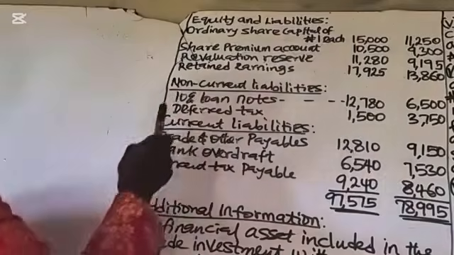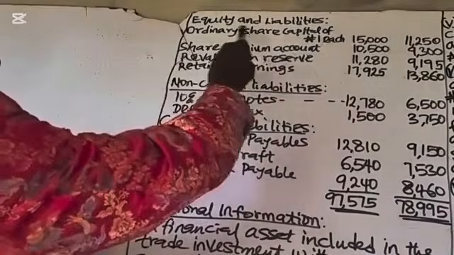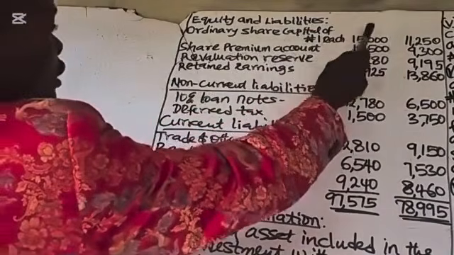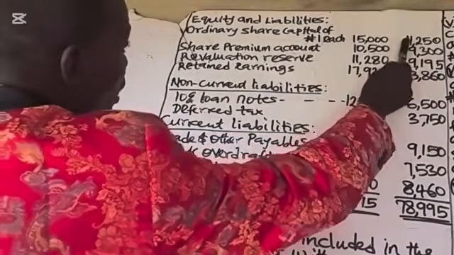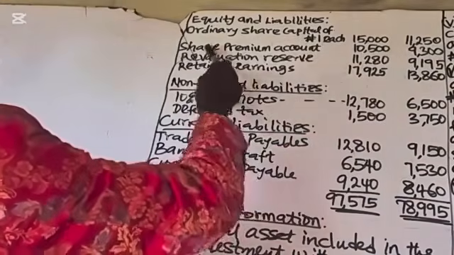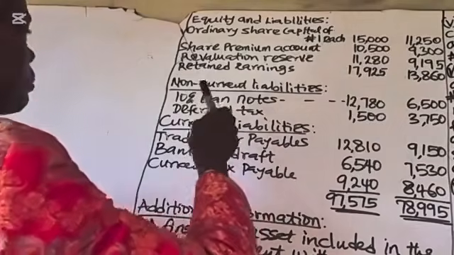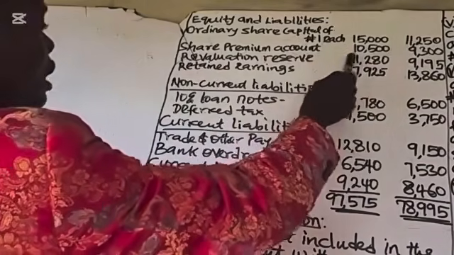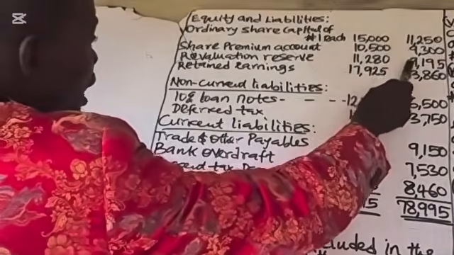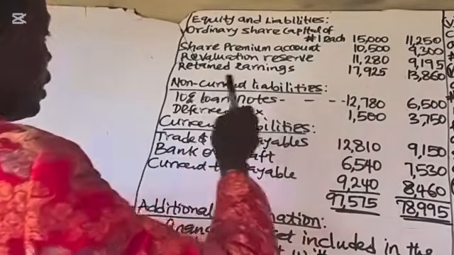Equity and liabilities. Equity includes ordinary share capital of 1 naira each, 15 billion and 11 billion 250 million. Share premium account 10.5 billion and 9.3 billion. Revaluation reserves 11 billion 280 million and 9 billion 195 million.